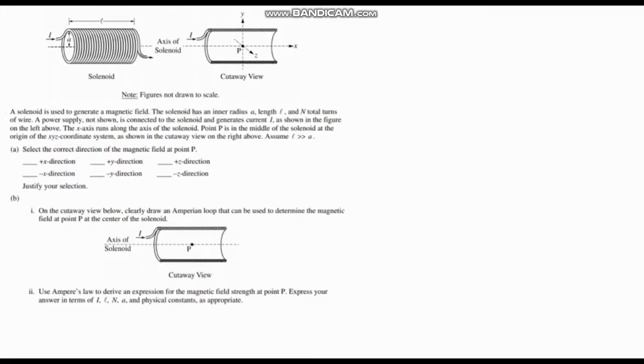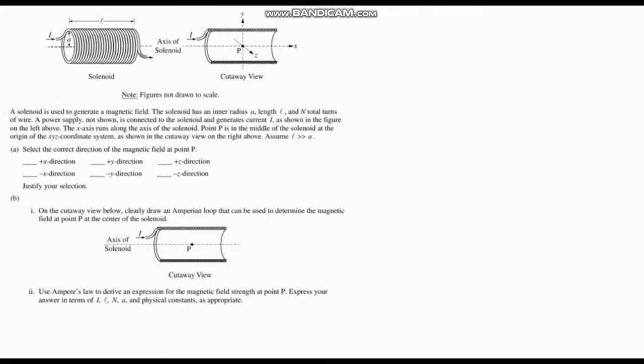So a solenoid is used to generate a magnetic field. The solenoid has an inner radius A, length L, and N total turns of wire. A power supply is connected to the solenoid and generates current I, as shown in the figure on the left. The x-axis runs along the axis of the solenoid. Point P is in the middle of the solenoid at the origin, as shown in the cutaway view. Assume L is much greater than A.